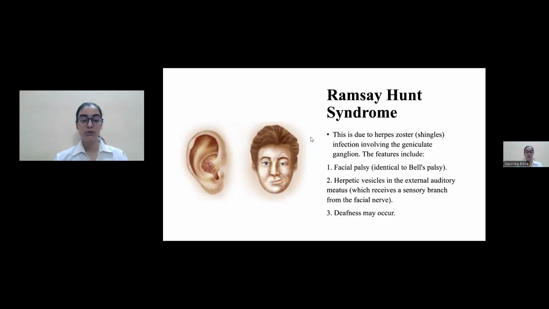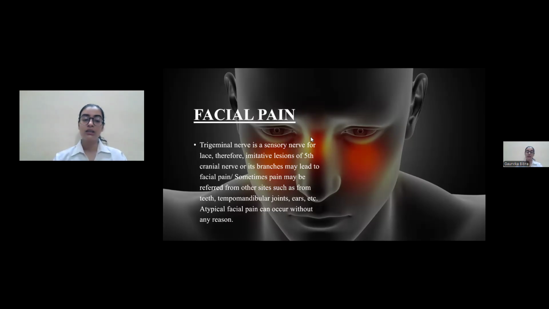Now, talking about facial pain. The trigeminal nerve is the sensory nerve for the face. Therefore, any lesion of the fifth cranial nerve or its branches may lead to facial pain. Sometimes pain may be referred from other sites, such as from the teeth, TMJ, ears, etc. Atypical facial pain can also occur without any reason.